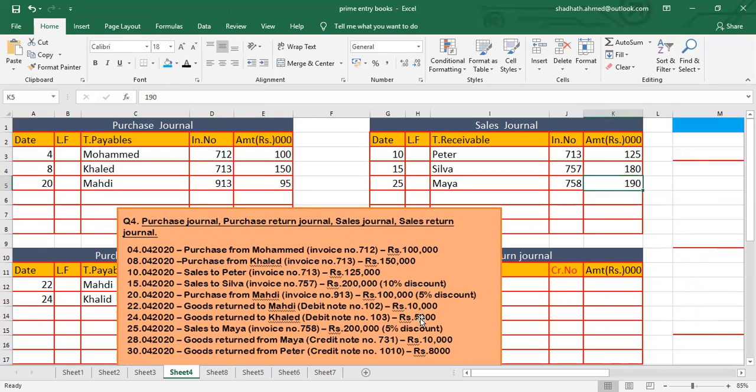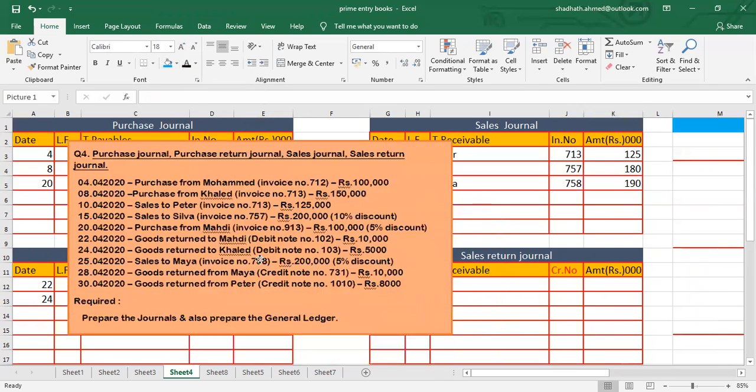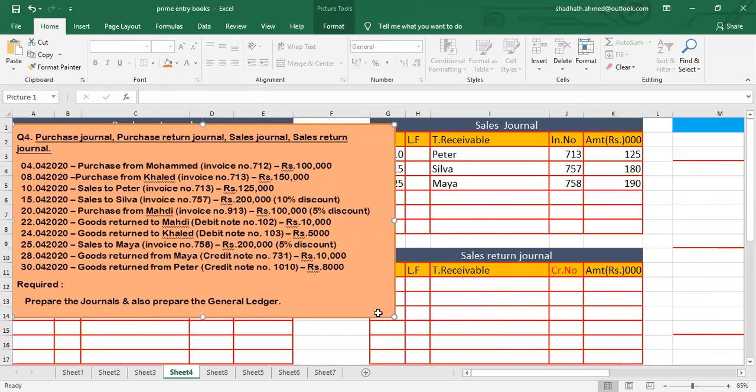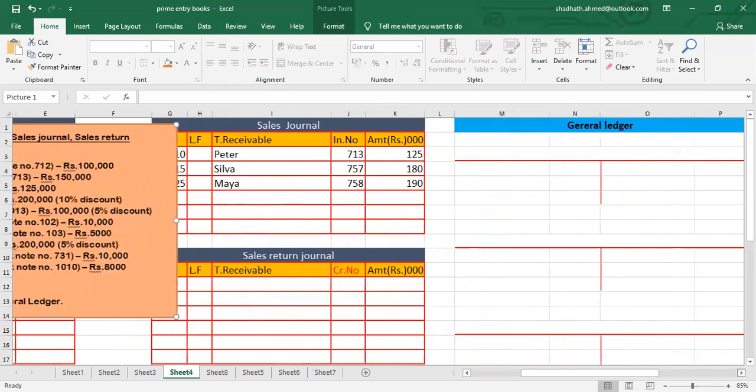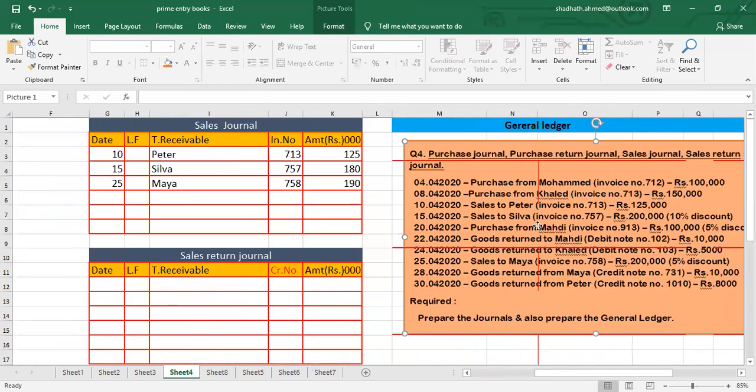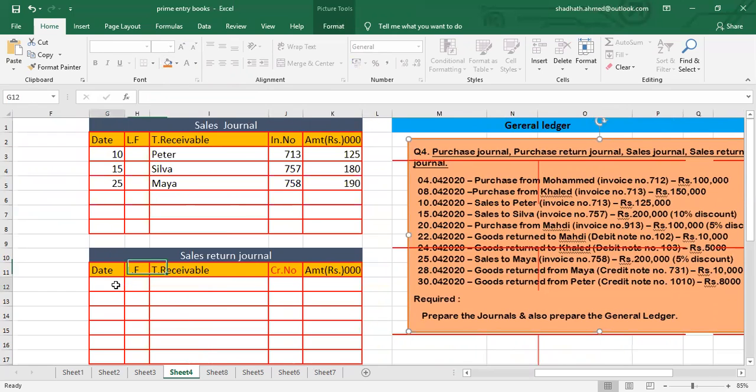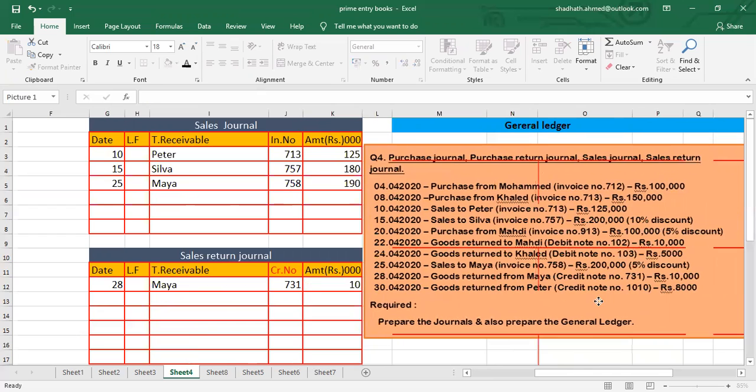For the discount, 10,000. Goods returned from Maya on 28th. So you sold to Maya, now it got returned. So sales return journal on 28, Maya. We got the return back. That's what we say, sales return, credit note number 731. Amount is 10,000.